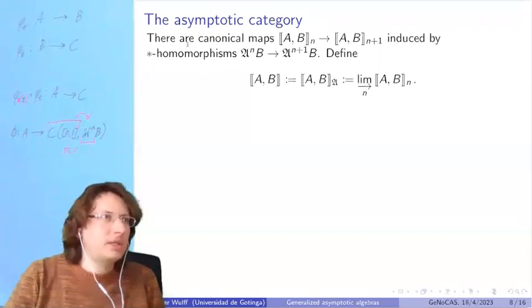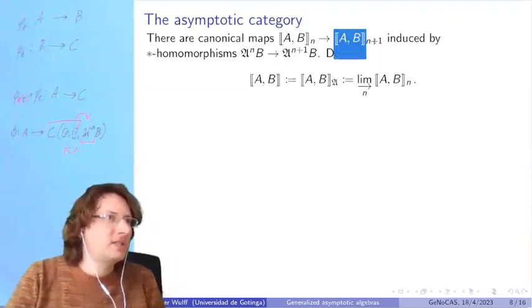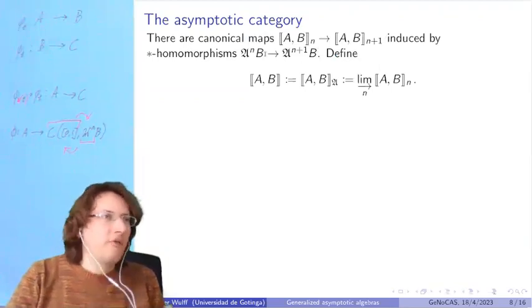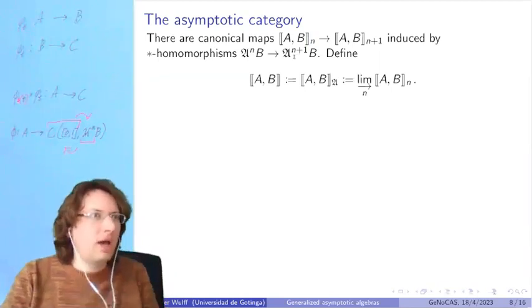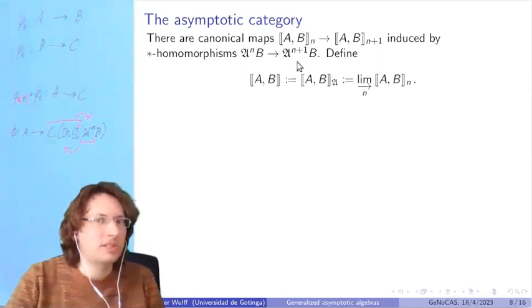And now the point is, there are canonical maps from the set of n-homotopy classes to the set of n+1 homotopy classes. And they are induced by star homomorphisms from A^n of B to A^(n+1) of B. So recall that these asymptotic algebras are essentially represented by functions in n variables, and these here are represented by functions in n+1 variables. And the way to get a function in n+1 variables out of a function of n variables is to make this new function independent of the additional variable, and be the old function on the rest of the variables.